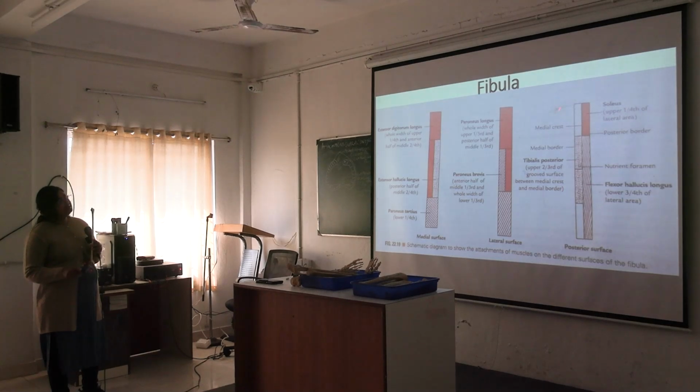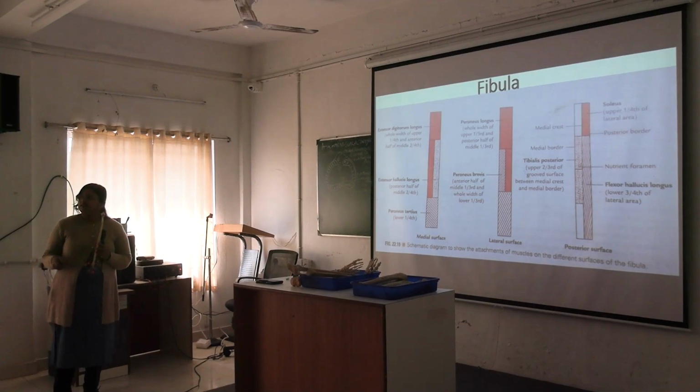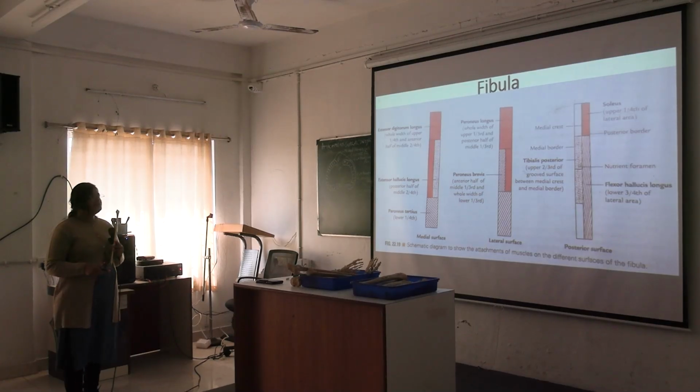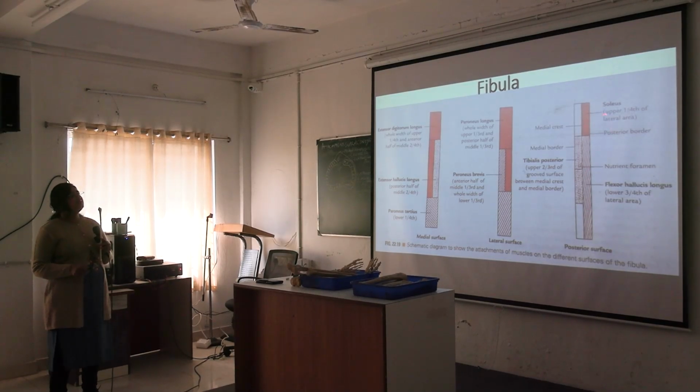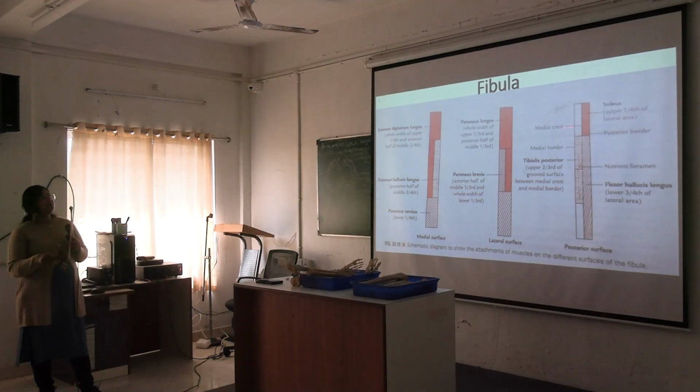And posterior surface is flexor surface, divided by the median crest into medial part and lateral part. Medial part gives attachment to tibialis posterior, and the fascia covering tibialis posterior is attached to the median crest, and the lateral part gives attachment to soleus upper 1/4 and rest 3/4 flexor hallucis longus. Okay, understood? Muscle attachment you remember from this picture.